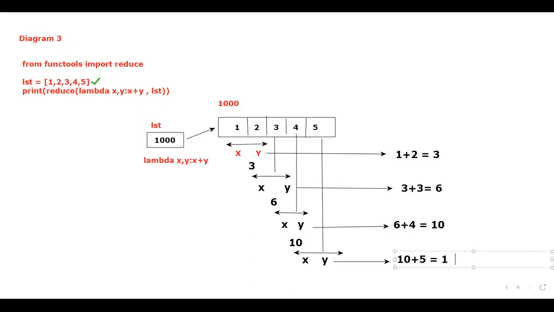15 is the answer. Ultimately, that's the output that I got. See here, I'll be getting the output as 15. That means every data got iterated. That's the reason on the console I'll be getting the output as 15.